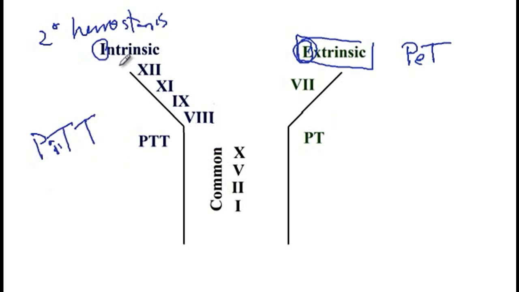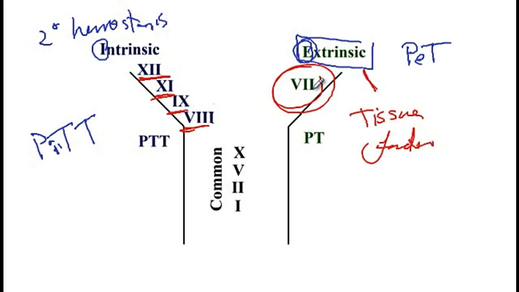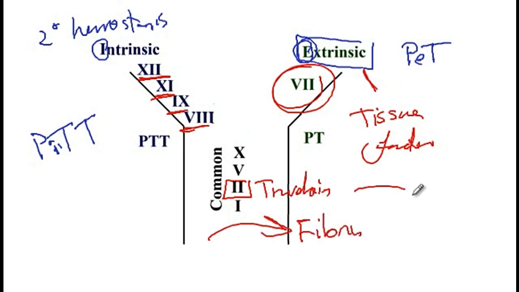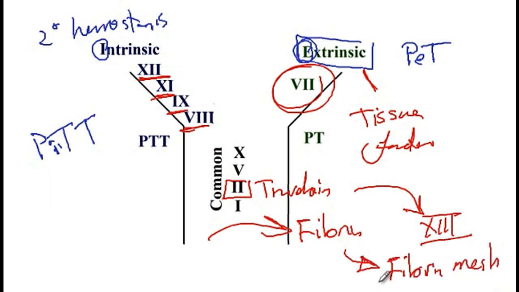So the intrinsic pathway functions via the factor 12, 11, 9, and 8, while the extrinsic pathway functions via factor 7. So once there is a damage to the vessels, it would cause the exposure of the tissue factor, which will activate factor 7, and it will eventually lead to the activation of the thrombin. And thrombin causes conversion of the fibrinogen, or factor 1, into fibrin. In addition, thrombin acts on factor 13, and factor 13 will convert the fibrin monomers into fibrin polymers, or fibrin mesh. And this will stabilize the blood clot. So this whole mechanism is referred to as secondary hemostasis.